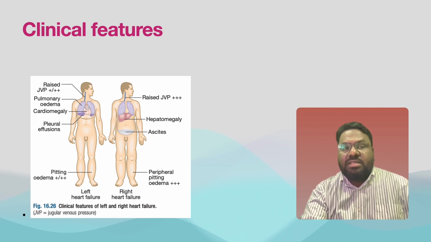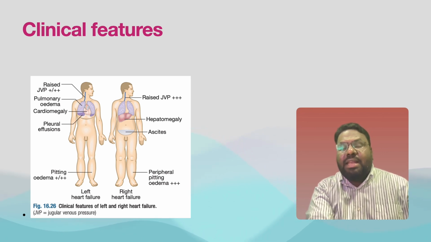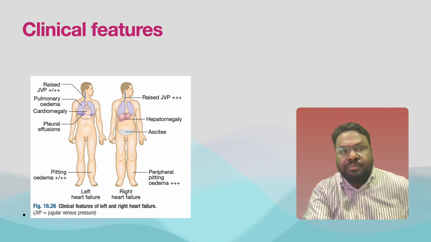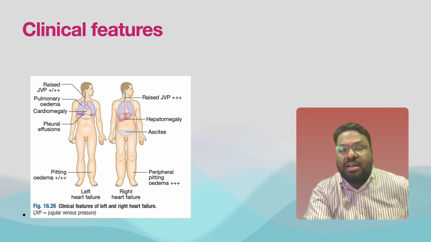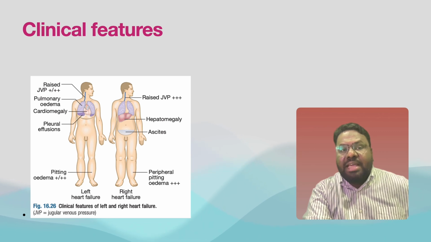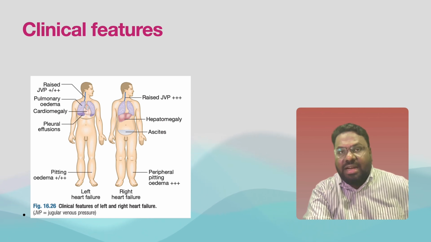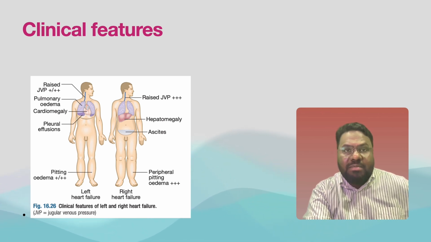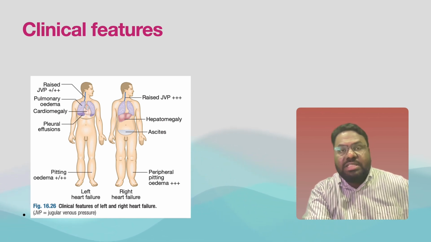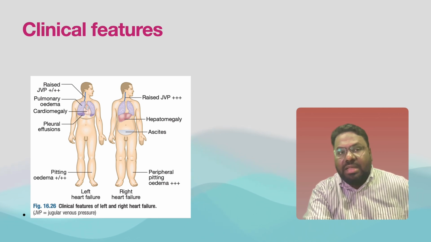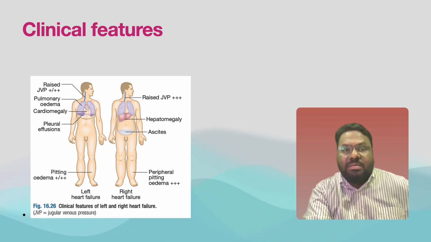So there is a raised JVP, pulmonary edema, cardiomegaly, bilateral pleural effusions which are transudate in nature, then pitting type of edema which is very much significant. These are all the features that point towards left heart failure. I told you this classification is obsolete, but clinically, to understand which side of the heart is affected first, you can easily understand with the help of these symptoms.